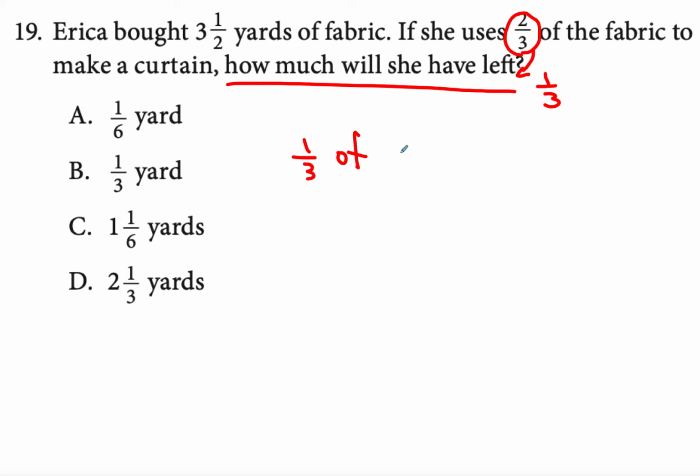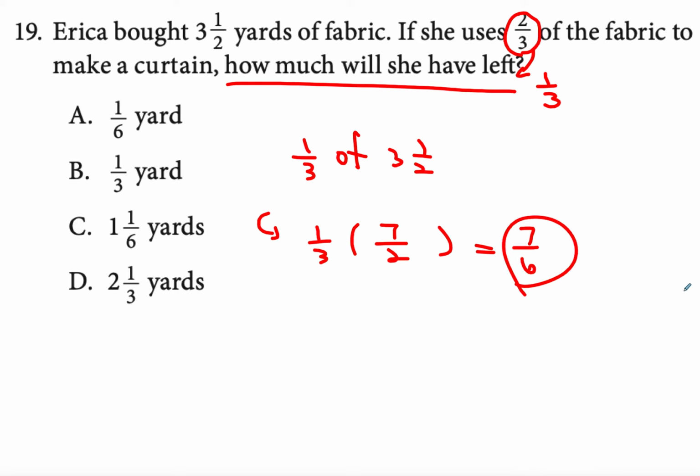1/3 of 3.5. In other words, 1/3 multiplied by, and I'm going to turn this into an improper fraction. To get that, 2 times 3, which is 6, plus 1, so we get 7 over 2, which would have been 3.5. So when you multiply these two, we get 7 over 6. 7 over 6 is how much is left. But if you have to convert that into a mixed number, 1 comes to the front, 6 goes into 7 once, and the remaining 1 over 6. So 1 and 1/6 yard, which is choice C becomes the answer.